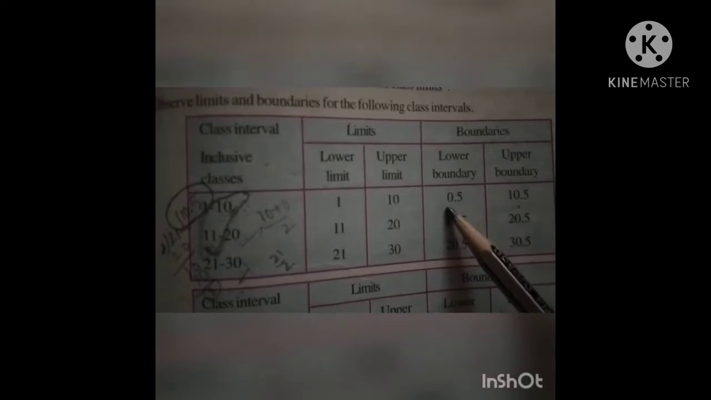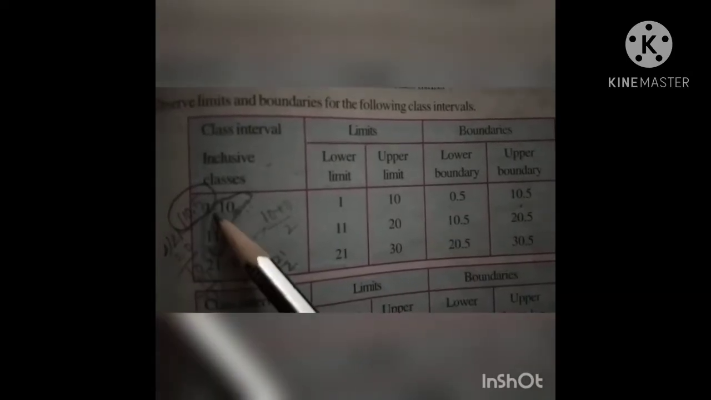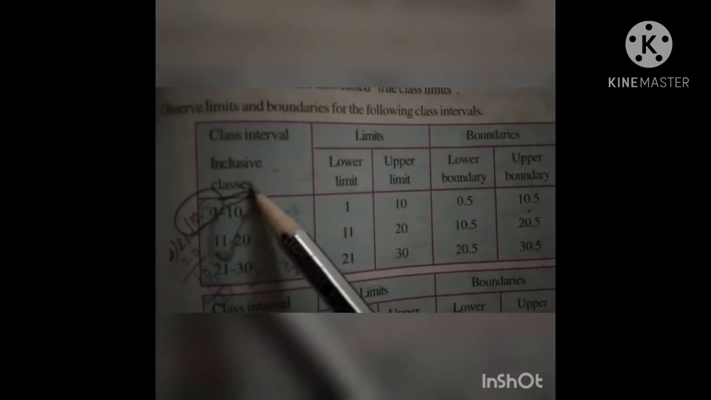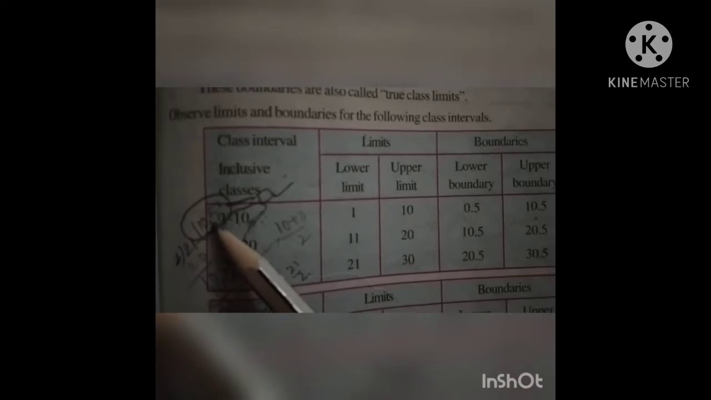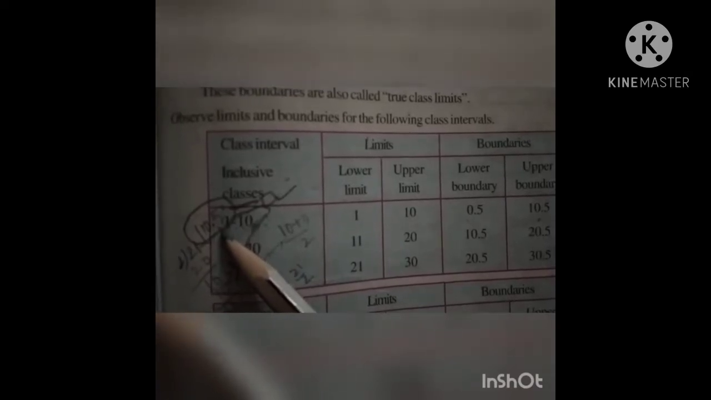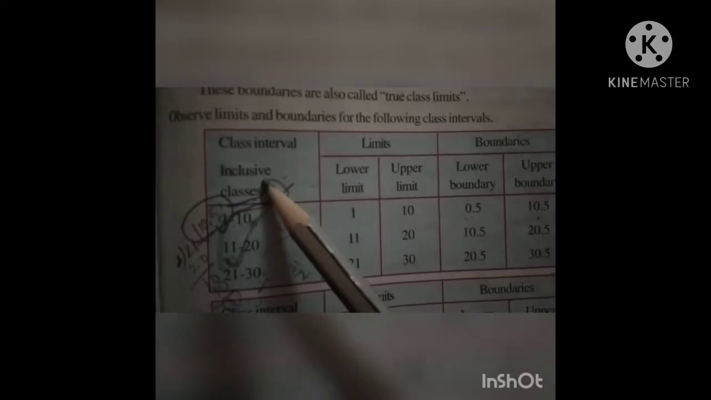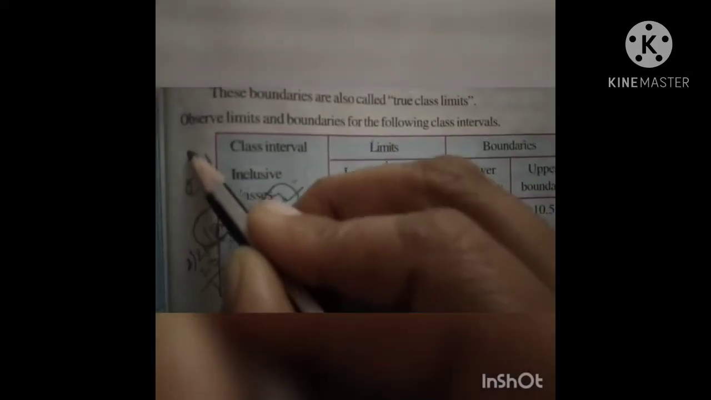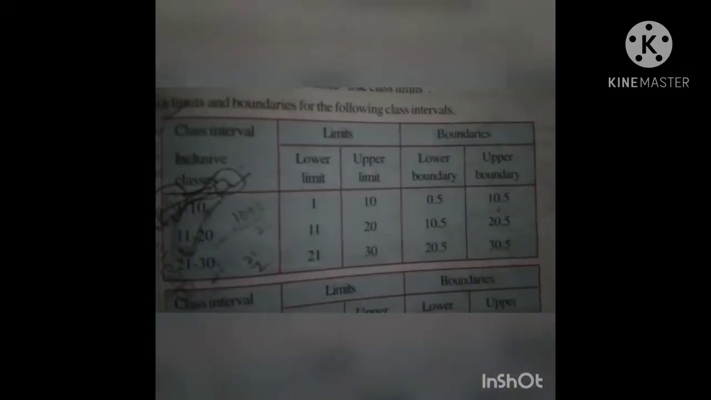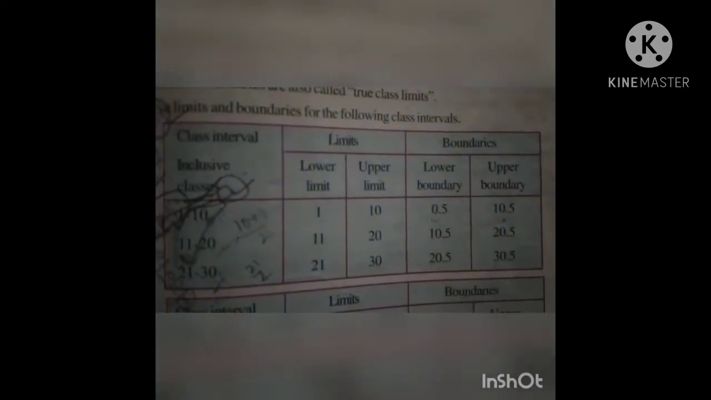Next, the lower boundary. How do you find it? The lower boundary is found the same way as the previous one. For the first class, it is the average of the upper limit of the preceding class and the lower limit of this class: 0 plus 1 by 2. With 2 observations, 1 by 2 means 0.5. The lower boundary is 0.5.